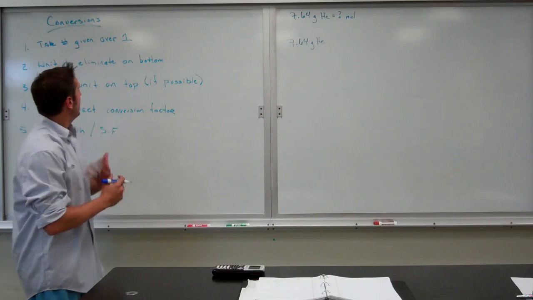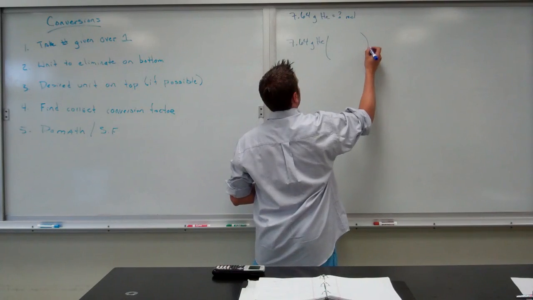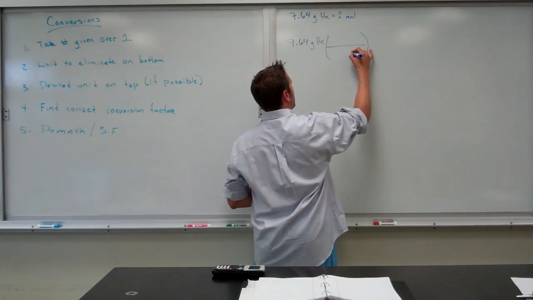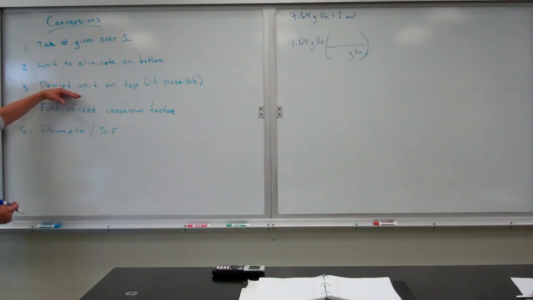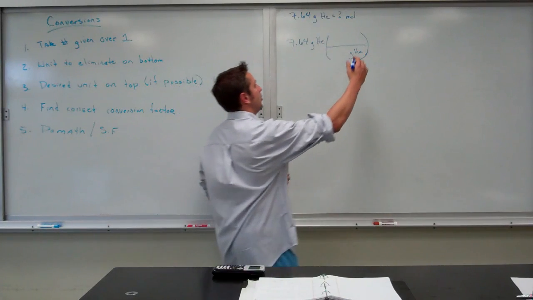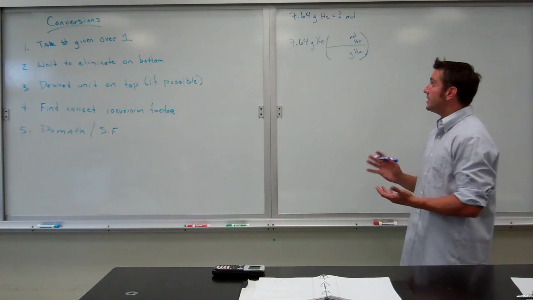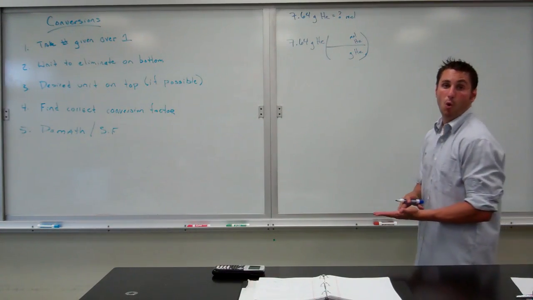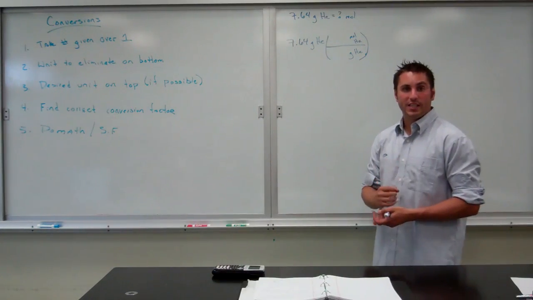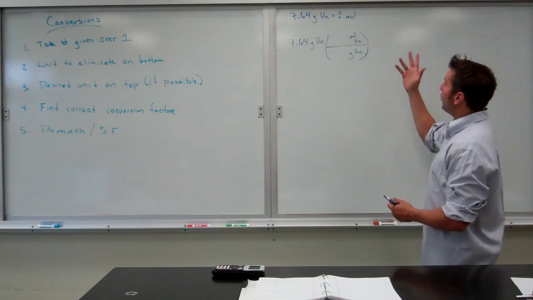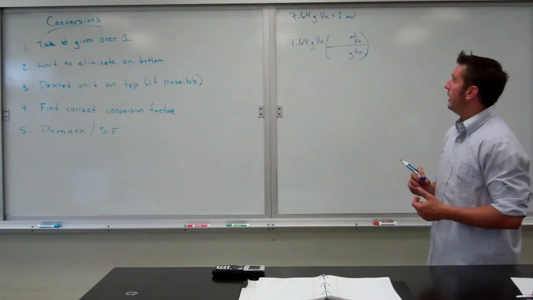I just want it listed. Step 2, draw my brackets, unit to eliminate on the bottom. Here are my brackets. I am trying to get rid of grams, so grams He go on the bottom. Step 3, desired unit on top if possible. So I'll put moles He on top, and then I ask myself, is there a relationship between grams and moles somewhere? And the answer to that question is yes. Grams to moles of an element I can always get from the periodic table. So it's okay to put those in there. Now it's just listing what it is.